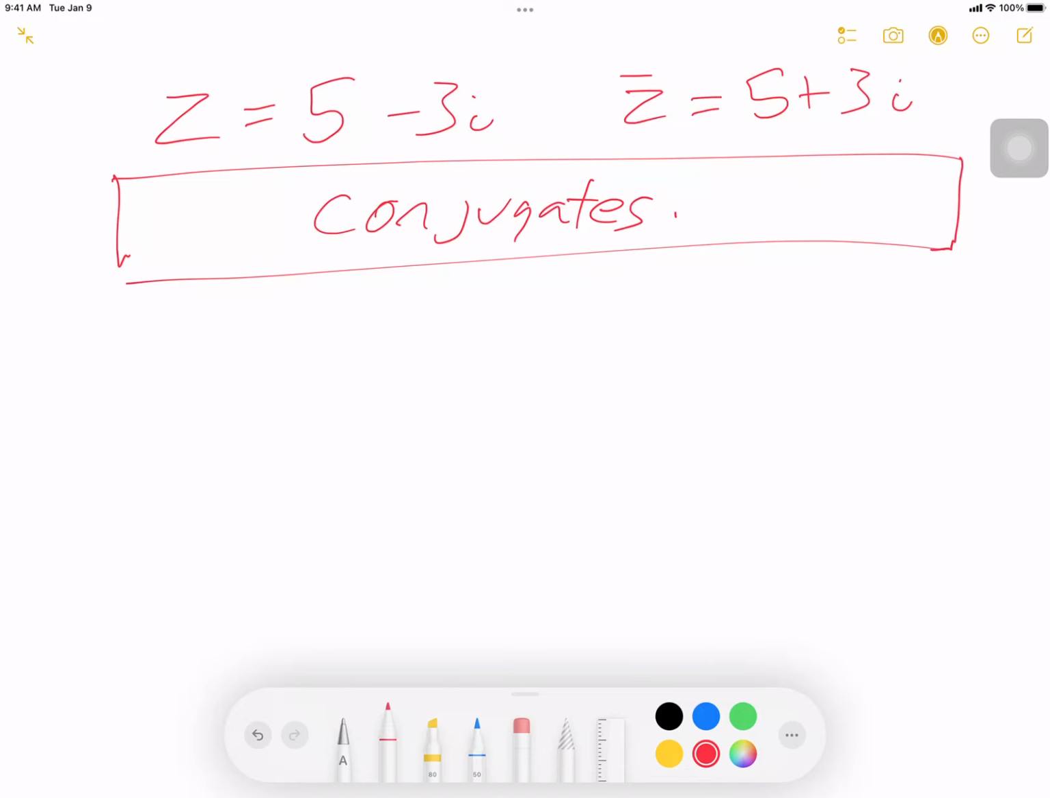we show that its conjugate is z bar, with that bar above the z. Notice the real parts have the same value, and the imaginary parts have opposite signs but an equivalent size. So all we've done is swap over those signs. So why is this important?